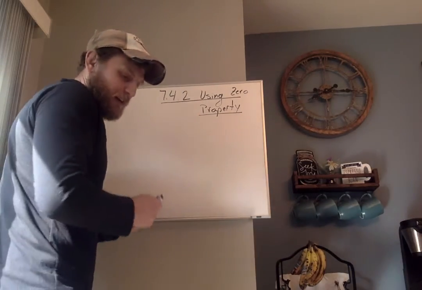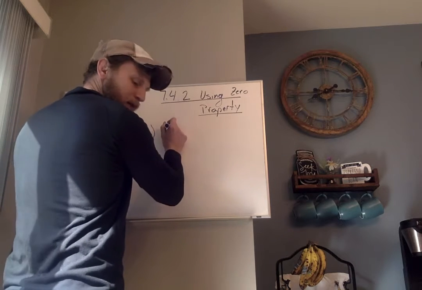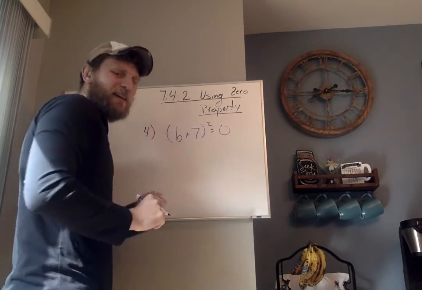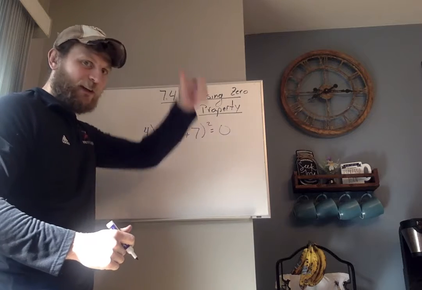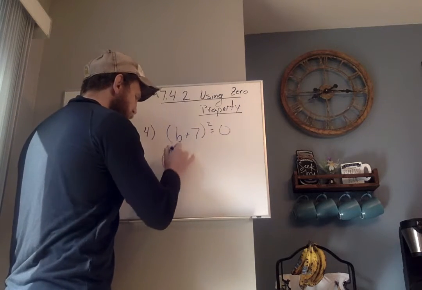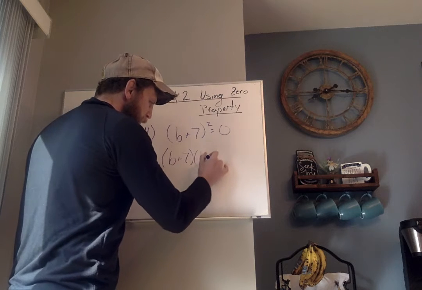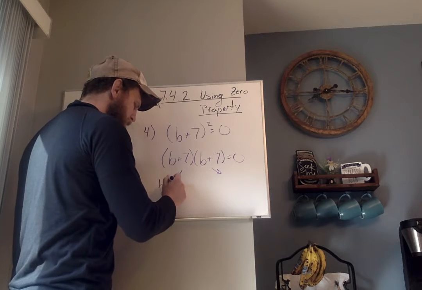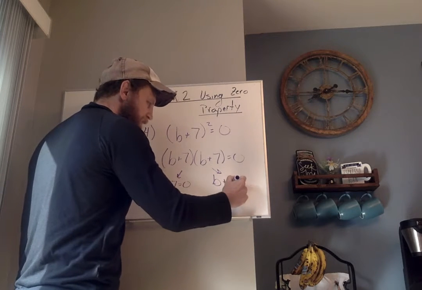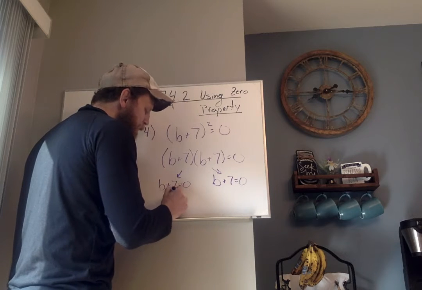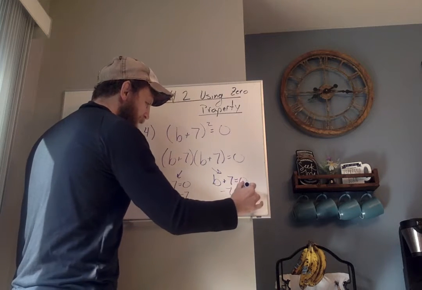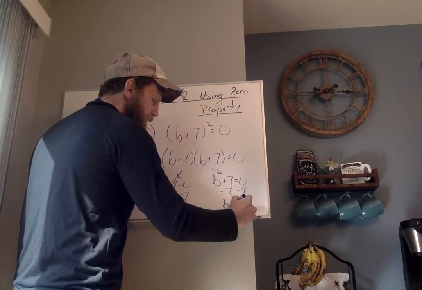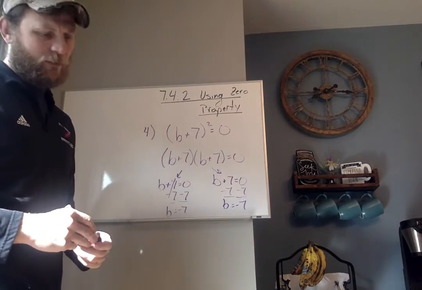Let's look at number 4. It says b plus 7 squared equals 0. Remember that squaring from last week is talking about b plus 7 times b plus 7 equals 0. Now I set that equal to 0 and that equal to 0. How do you get rid of plus 7, Joey? Minus 7. So we have b equals negative 7 and b equals negative 7. It's okay that the answers are the same. We're good to go on that.